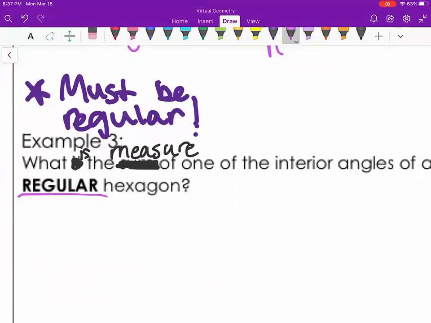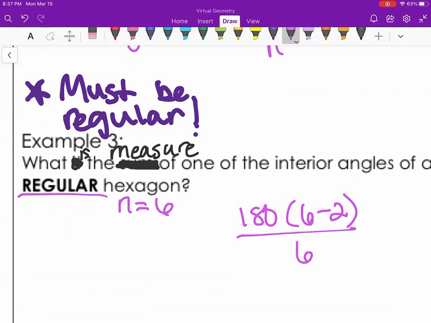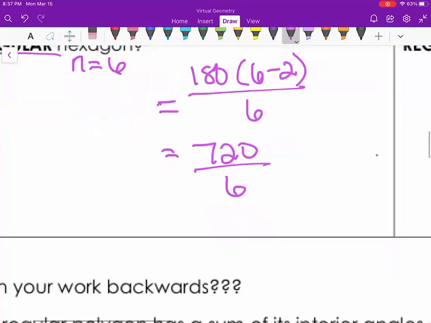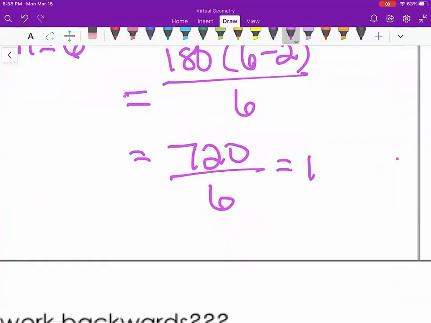Again, the hexagon has 6 sides and 6 angles. So we'll plug that back into our formula, 180 times 6 minus 2, and then divide by the number of sides or number of angles, which is still 6. We said earlier from example 1 that 180 times 6 minus 2 was 720. I'm going to divide this by 6, which means each interior angle of this hexagon is 120 degrees if it is a regular hexagon.